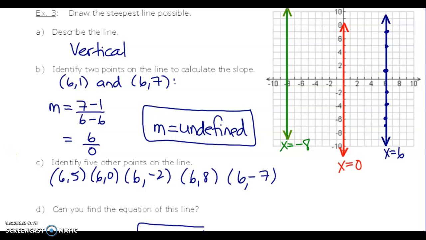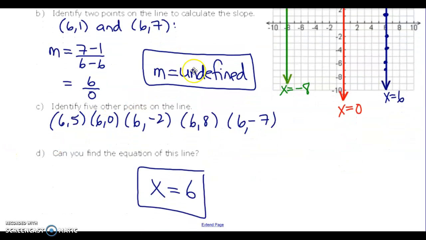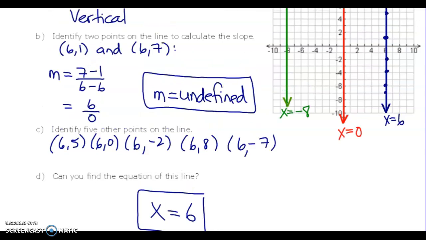Notice that? So that's going to help us come up with the equation, because I can't use y equals mx plus b here because I don't have a slope. It's impossible to define the slope. So my equation will become, again looking at my points, they all share this common x value. My equation becomes x equals 6. So any vertical line always has equation x equals a number.